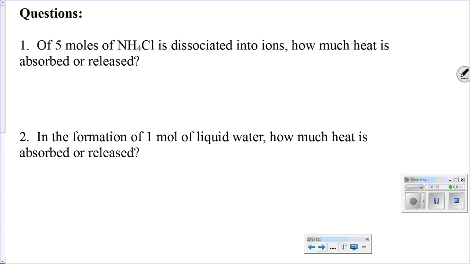So a couple of problems that we can do with this. We could find out if 5 moles of ammonium chloride is dissociated into ions, how much heat is released or absorbed. So you're going to go all the way down toward the bottom of the table. This is about the 5th up from the bottom. We have the dissociation of ammonium chloride. Now as it's written, we're dissociating 1 mole of ammonium chloride. And when we dissociate 1 mole, the delta H is 14.78 kilojoules. Since we're looking at 5 moles, we're going to multiply this by 5.